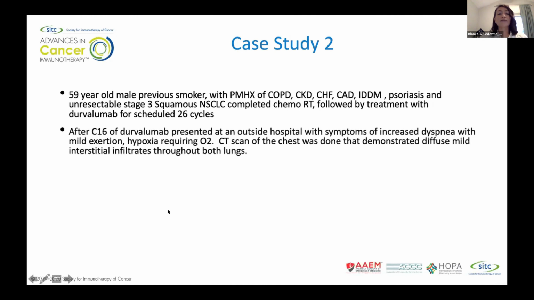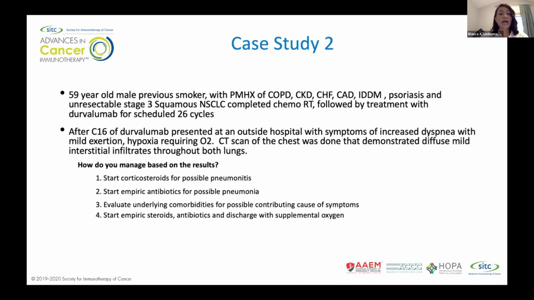But he presented after cycle 16 of durvalumab at an outside hospital with symptoms of increased dyspnea on mild exertion and hypoxia that required O2. He had a CT of the chest at the outside hospital that demonstrated diffuse mild interstitial infiltrates throughout both lungs. How do you manage based on those results? Start corticosteroids for possible pneumonitis, start empiric antibiotics for possible pneumonia, evaluate underlying comorbidities for possible contribution to symptoms, start empiric steroids, antibiotics, and discharge with supplemental oxygen.